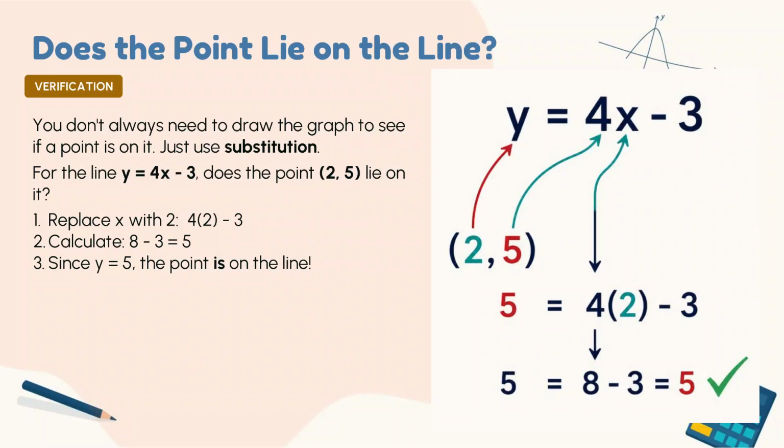You do not always need to draw a graph to check whether a point lies on a line. You can use substitution. For example, for the line y equals 4x minus 3, does the point (2, 5) lie on it? The x value is 2, so substitute x equals 2 into the equation. 4 times 2 minus 3 equals 8 minus 3, which equals 5. The y value we calculated is 5, and the coordinate also has y equals 5. So the point (2, 5) does lie on the line.